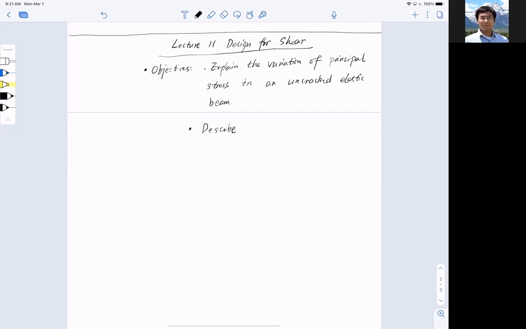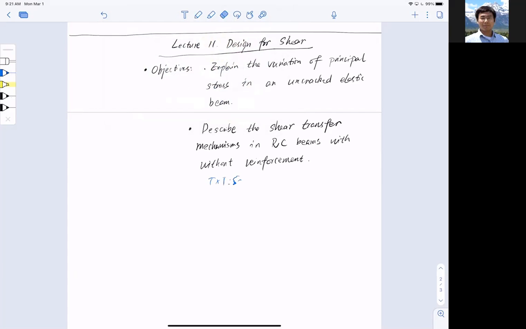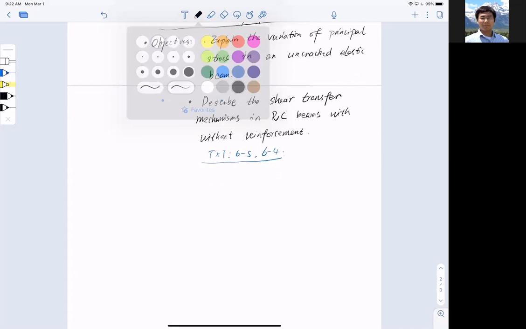Now the second, we need to be able to describe the shear transfer mechanism. Of course, in RC beams, in reinforced concrete beams. Now that is with and without reinforcement, both. Okay, here is the concept. And if you want to read about it, you can find it in the textbook, pages 60 to 65 and 64.